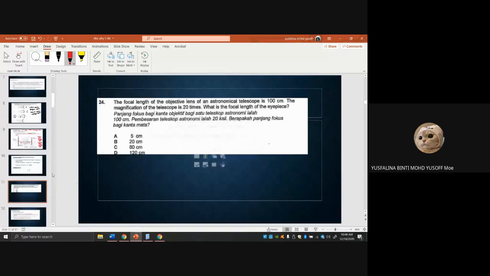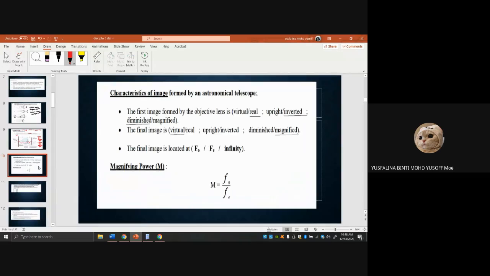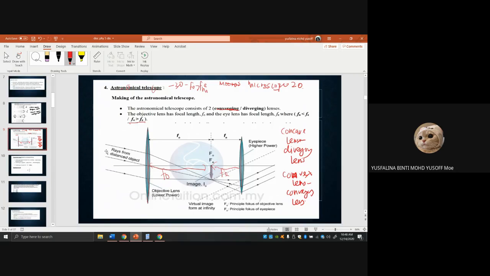The next one, the characteristic of the image formed by an astronomical telescope. You know that the telescope is used to see the star, the moon, objects that are far away. So the object comes from the far away object, and this is the first image. The first image will become the object for the eyepiece here. And then the last image should be here. The last image is at infinity. So I hope you remember. The first one, the object comes from, let's say, the star.